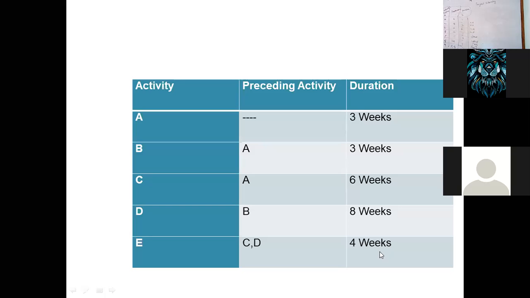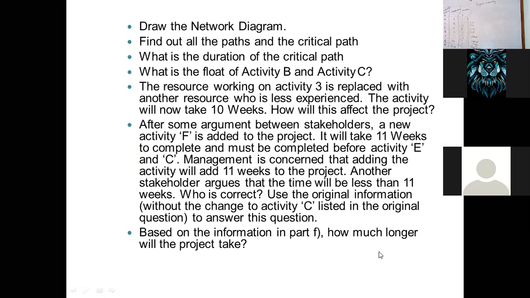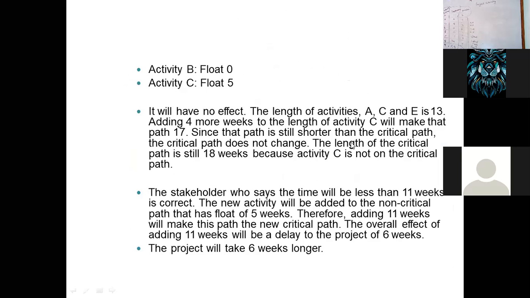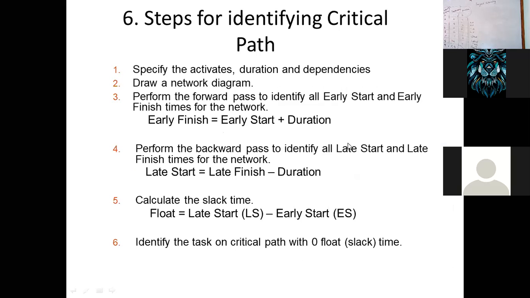So in this way, you will be given some examples, and you need to calculate the paths, critical path, duration of the critical path, float of activity B and C, and the network diagram. They will ask you to draw the network diagram, find all the paths and the critical path. What is the duration of the critical path? What is the float of activity B and activity C? So how can we calculate these things? I'm coming toward that.